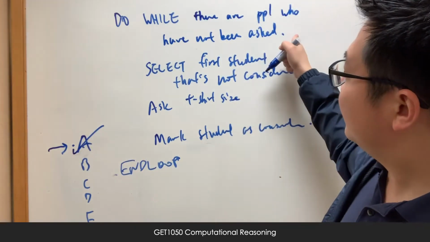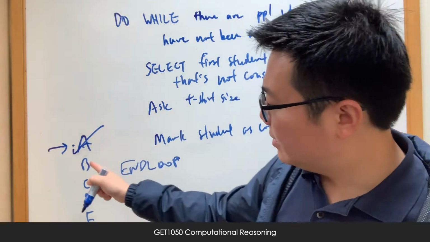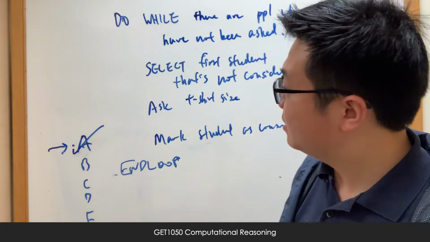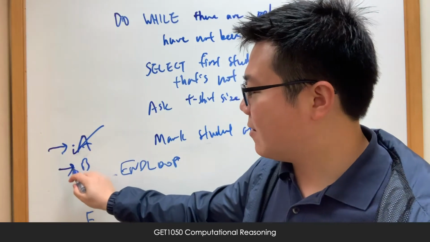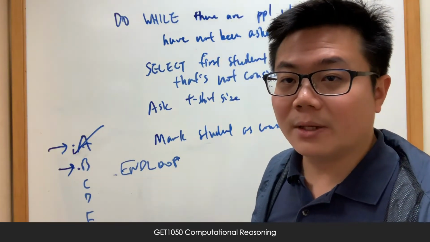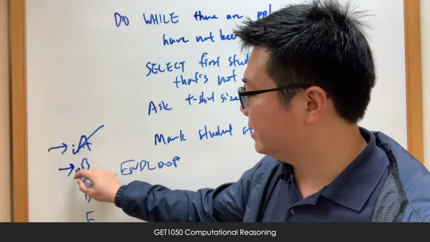Okay, are there students who have not been asked? There are, right? 1, 2, 3, 4, okay? So select the first student that's not considered, which is this fella. Now I ask, so I put a dot, right? Then blah blah blah, mark as considered.